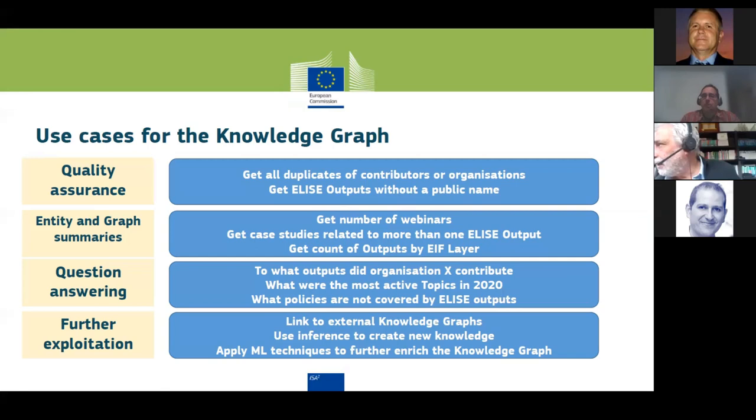And the other main reason for this is that all this information that's available, we also want to transfer this knowledge. And to be able to transfer it, it has to be discoverable and easily searchable. So there's the question answering that can be used for this. That means that people who are interested can search for certain outputs related to keywords, related to actions, related to whatever is in the knowledge base. For example, you want to look at an organization and see to what outputs they contributed.